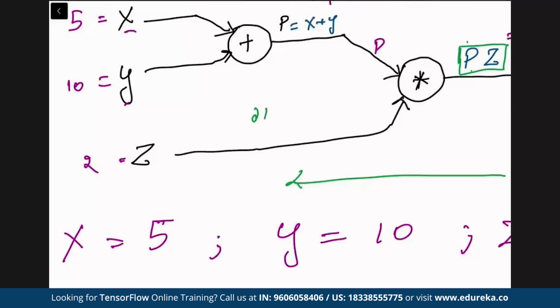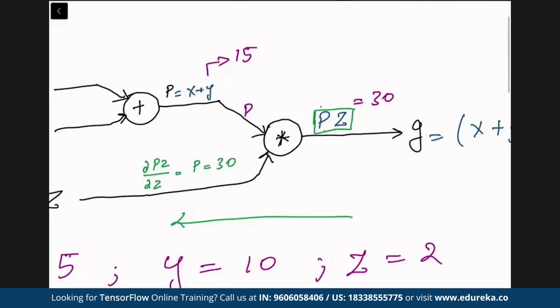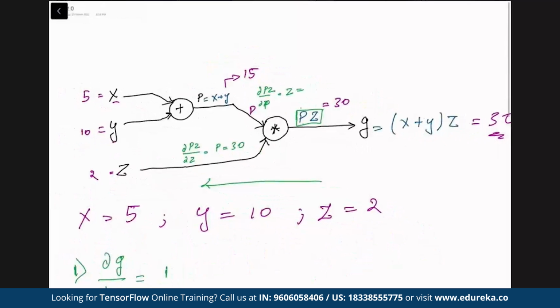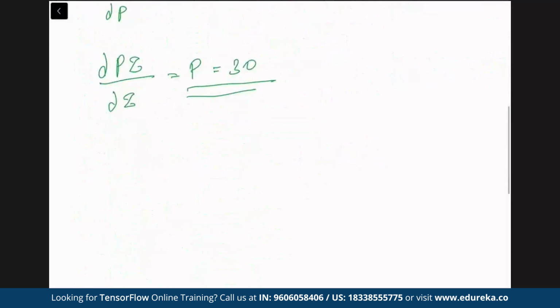If you have confusion about where I'm getting this from, it's going to be here. I'm going to perform the partial derivative over here. So this is going to be dou PZ by dou Z, which is P, and the value over here is going to be 30. I hope this is pretty much clear. And similarly, if I perform the partial derivative here, it's going to be dou PZ by dou P, and this would give me Z, and the value over here is going to be 2, because that's the value of Z.